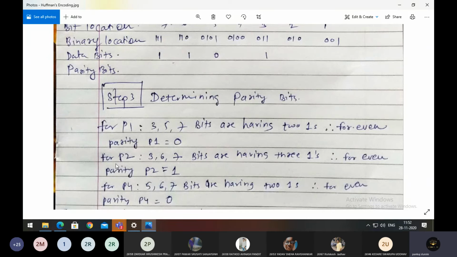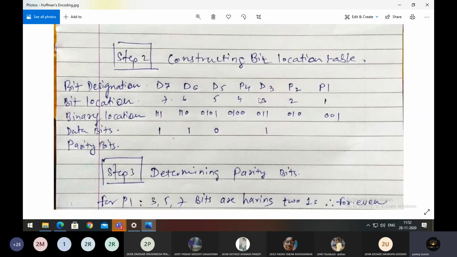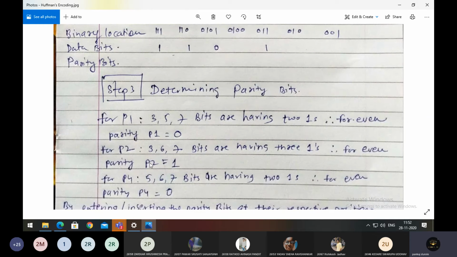Let us calculate P2: 3, 6 and 7. So 3 is 1, 6 is 1, 7 is 1. So there are 3 ones. So the value for P2 will become 1 in this particular case, because the bits have 3 ones. So for even parity, P2 will become 1.